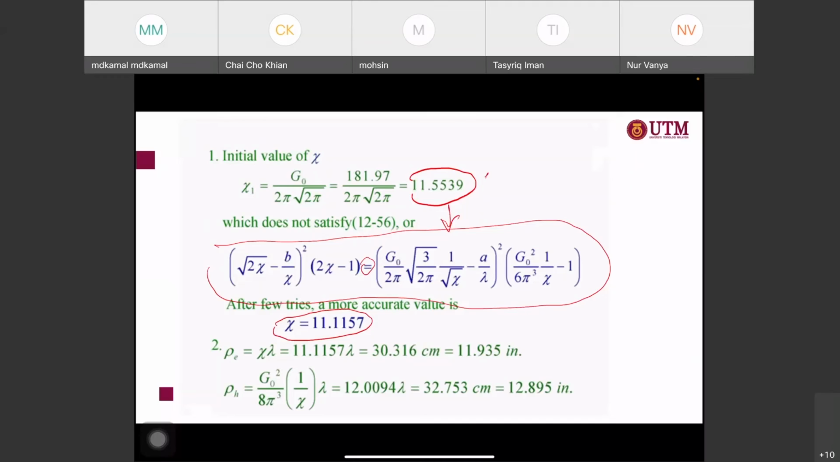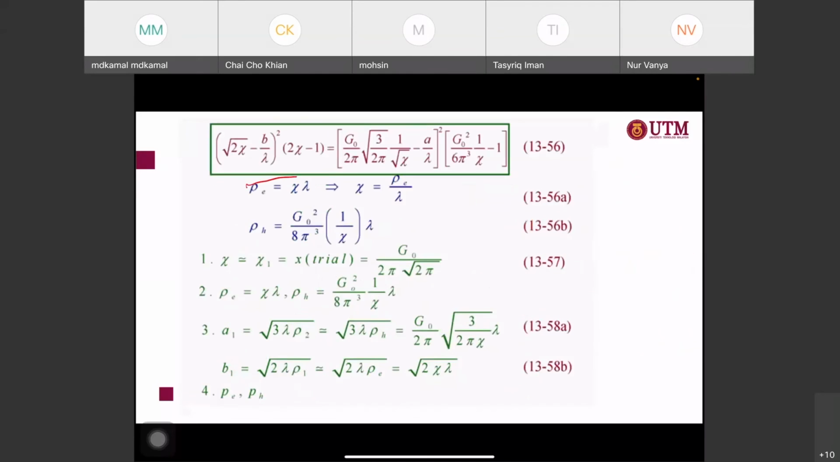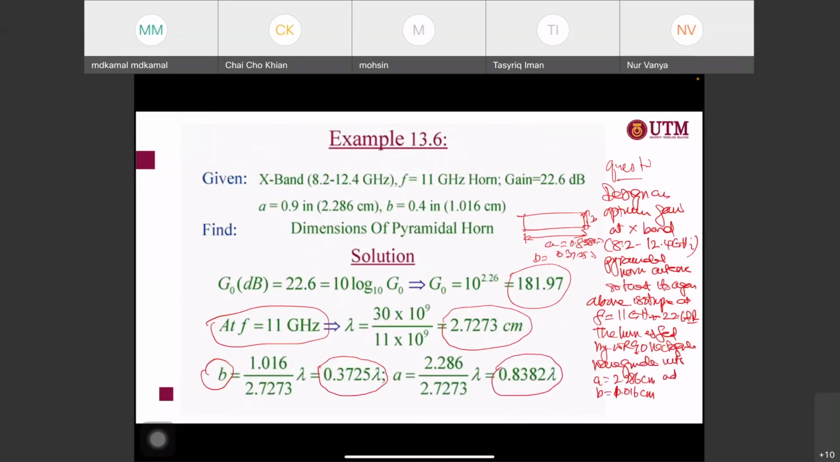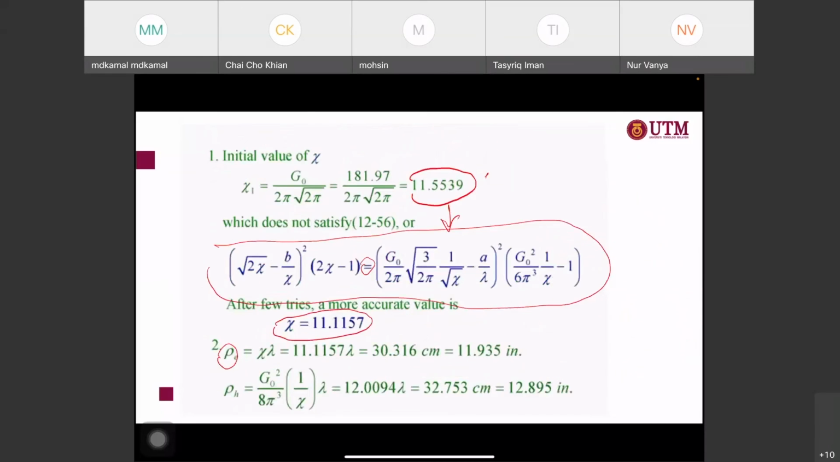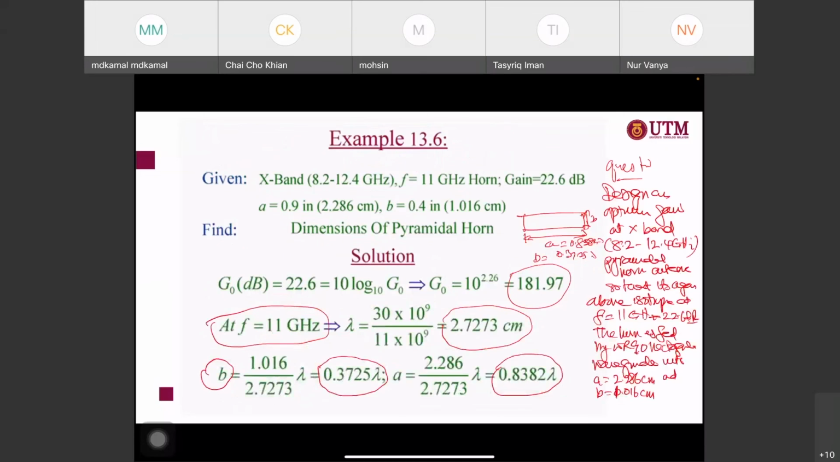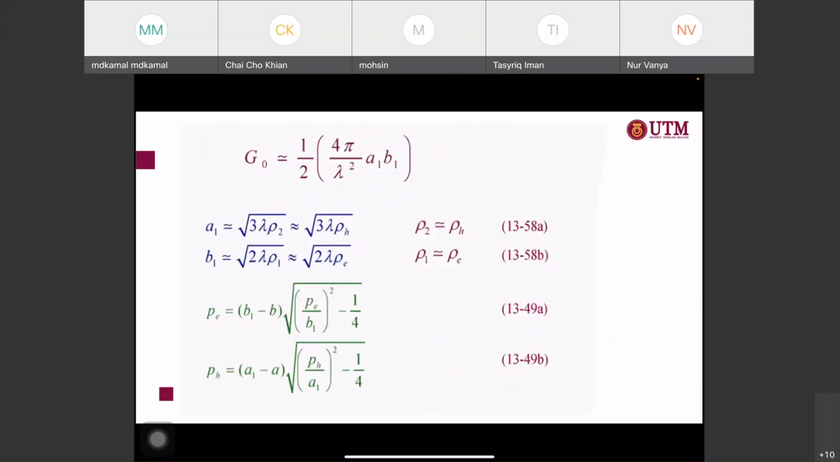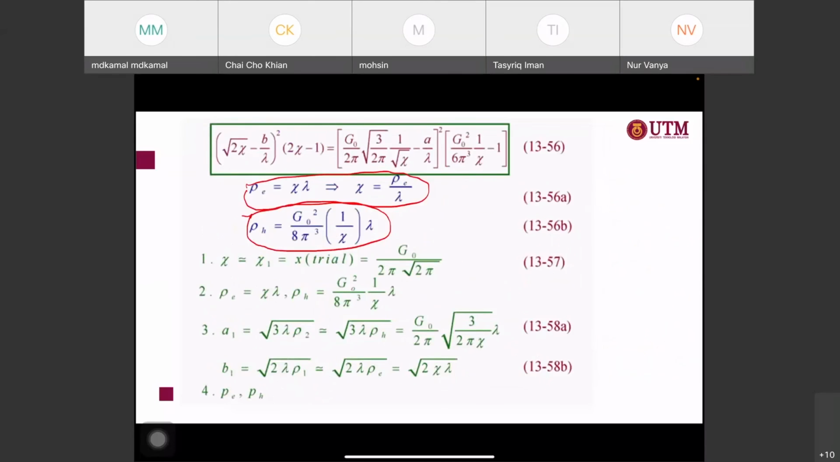And then after that, you need to find out what is the rho E here. Rho E is given by these equations. Rho E and rho H here are in terms of these two equations. You know the value of chi here and lambda, and then you find this is equal to this particular value. And rho H here is from these equations. So this is rho H.